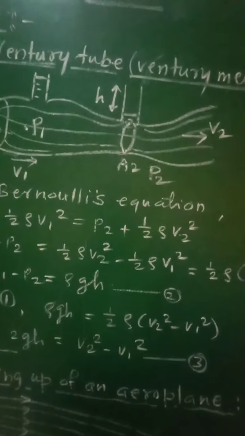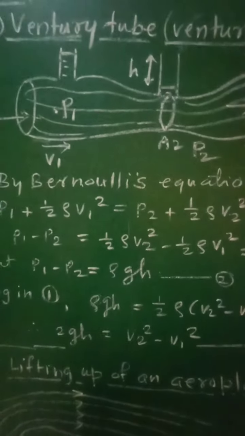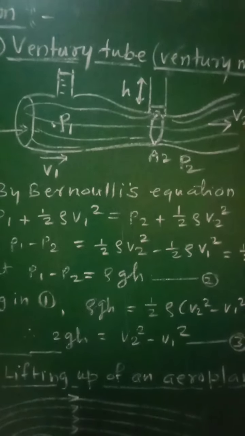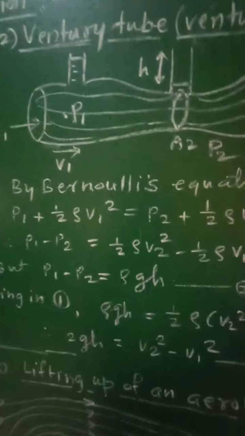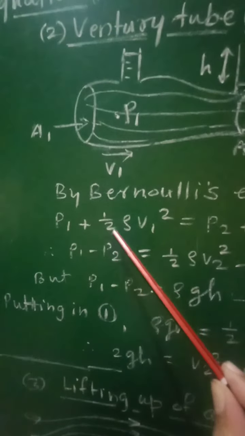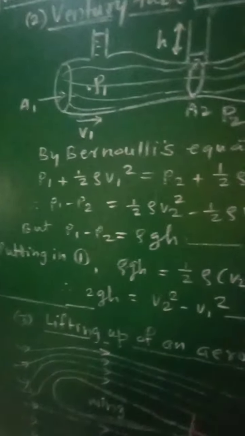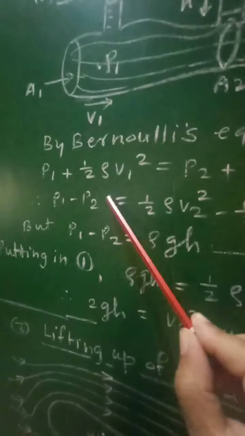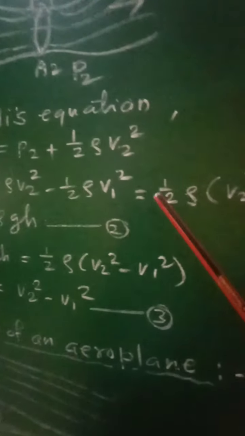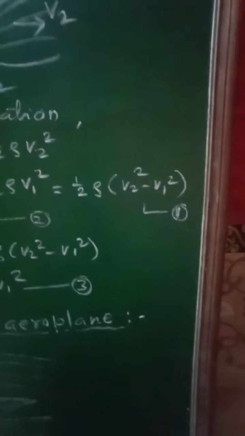Let P1 and P2 be the pressures of that fluid at areas A1 and A2 respectively. Then by applying Bernoulli's equation, we can write P1 plus half rho V1 square equal to P2 plus half rho V2 square. So P1 minus P2 will be equal to half rho V2 square minus half rho V1 square, that is, half rho into V2 square minus V1 square, equation number 1.